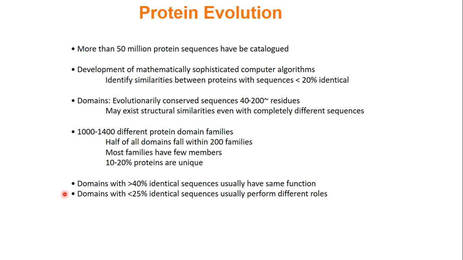Now, usually, if a domain has greater than 40% identical sequence, so if you're comparing A and B and they have the same domains and more than 40% sequence identity, they usually do the same thing. If the sequence identity is less than 25%, the domains might do different roles.